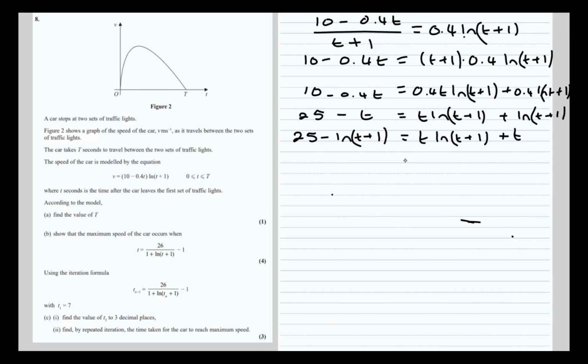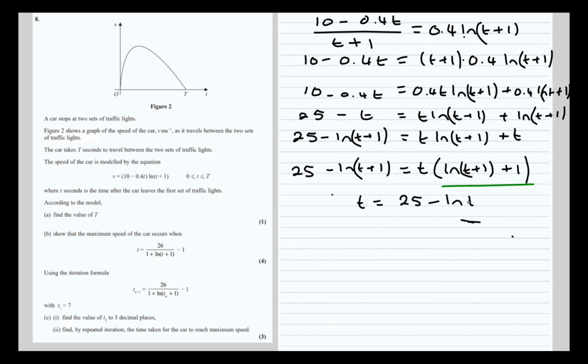Now I can factorize that t. So t times (ln(t plus 1) plus 1) on the right side, and that's equal to 25 minus ln(t plus 1). Divide both sides by this. So t equals (25 minus ln(t plus 1)) over (ln(t plus 1) plus 1).